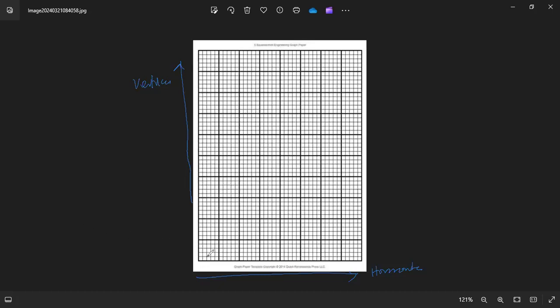For now, forget about your graph. Ideally, there should be, from here to here, 10 boxes if you count, okay? This one should have been 10 boxes, but that's okay. I want you to count the big boxes, the thick lines, in the X direction. Tell me how many boxes you counted on the horizontal direction.